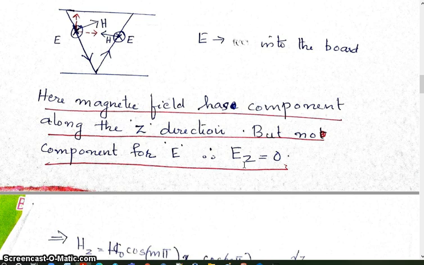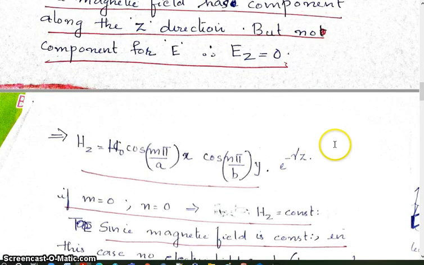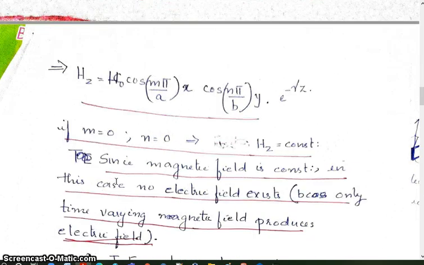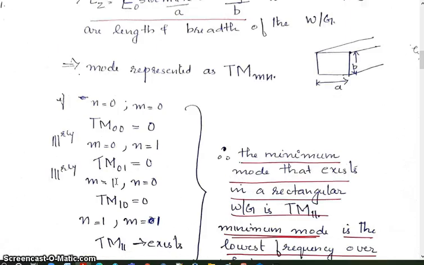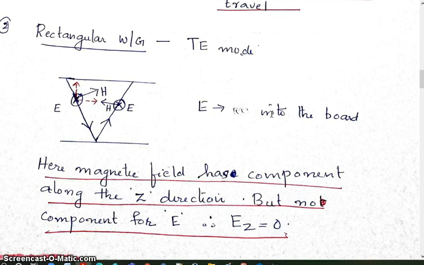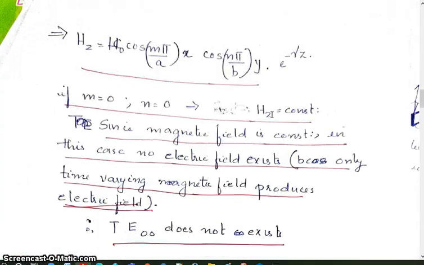In TM mode, Hz is equal to 0, and in TE mode, Ez is equal to 0. The Hz component is given by H0 cos(m pi by a x) cos(n pi by b y) exponential minus gamma z. As in the previous case, the different TE modes are represented by TE mn, where m and n can be any discrete values. First, I am going to substitute m equal to 0 and n equal to 0.